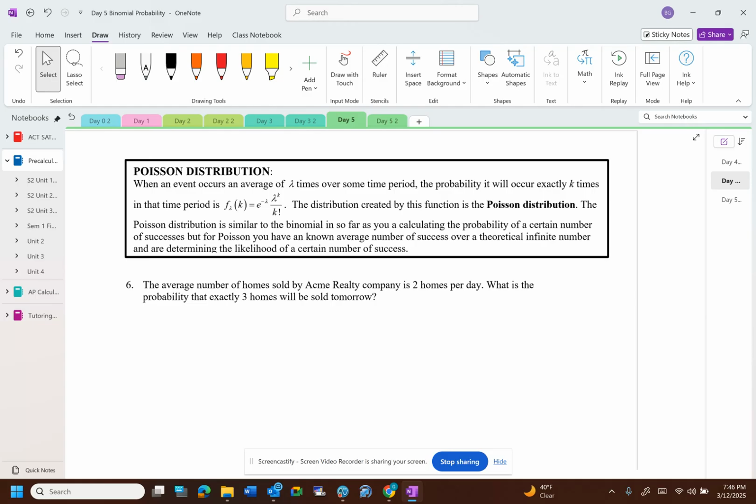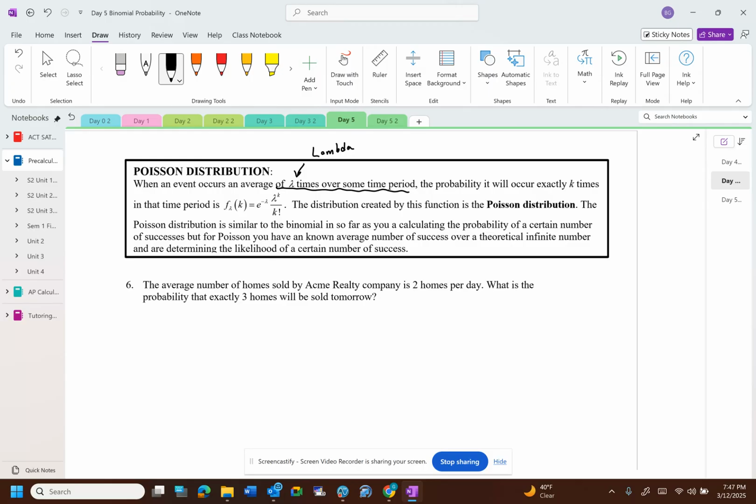That's going to be called lambda. So lambda, this little symbol here, is the average over some time period. The average number of successes, quote unquote, over a time period. If you want to know the probability that you get a specific number of successes given that average, you can use the Poisson distribution. But this is only if you know the average over some time period.